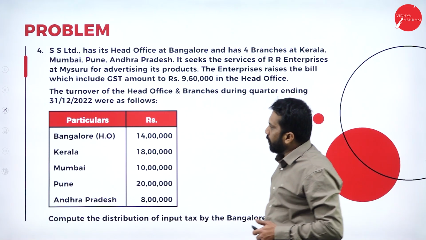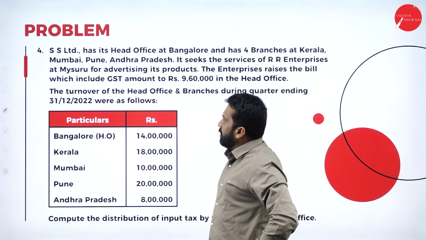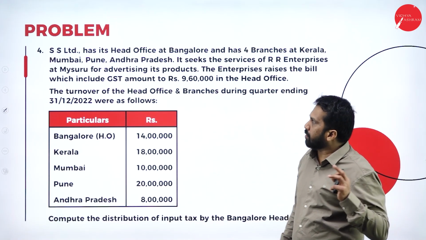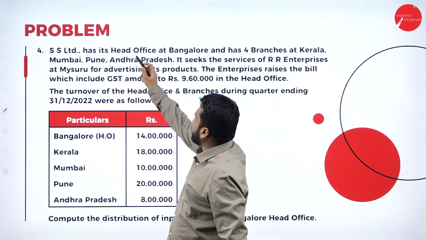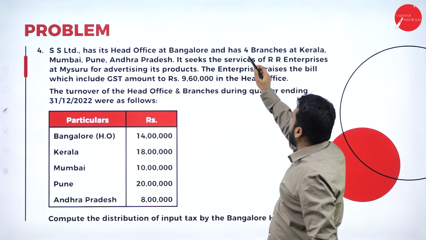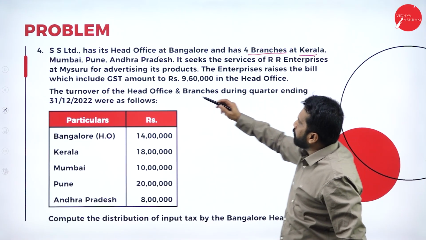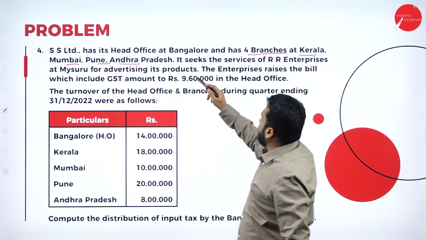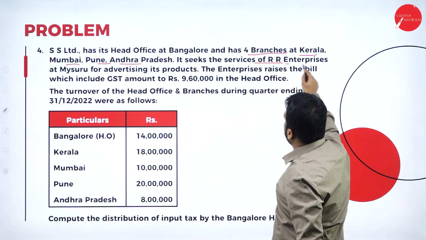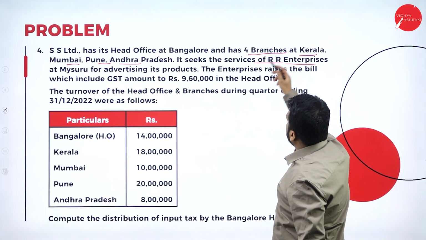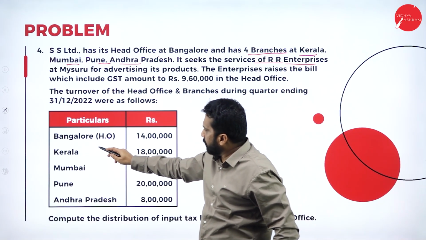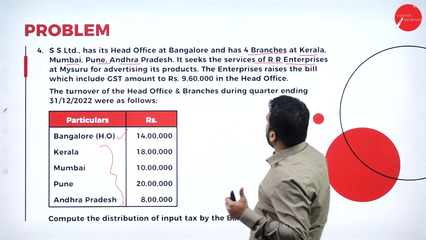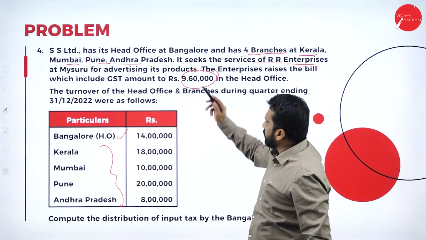Yeah. The next one, this is the easiest one. You have to calculate on the basis of turnover. SS Limited has its head office at Bangalore, has 4 branches at Kerala, Mumbai, Pune and Andhra Pradesh. It seeks the services of RR Enterprises. Simple one. There are 4 branches, 1 head office. And what is the total GST payable? 9 lakh 60. Simple one.